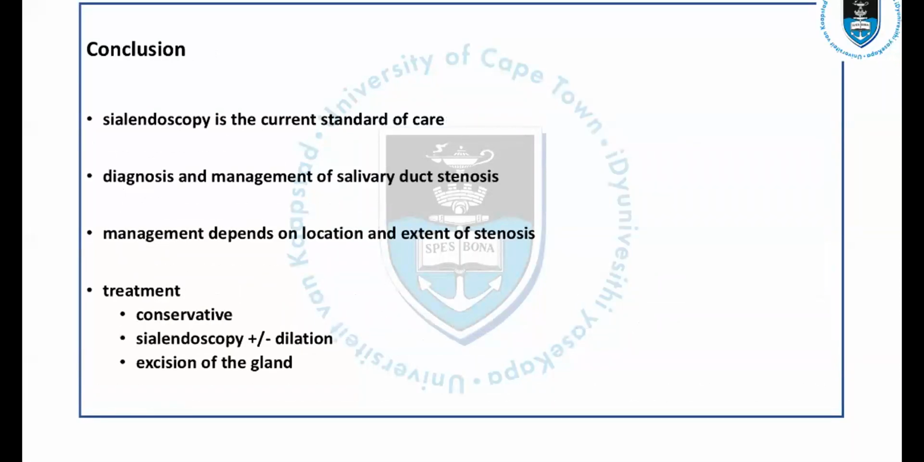So in conclusion, sialendoscopy is the current standard of care for the diagnosis and management of salivary duct stenosis. And the management depends on the location and extent of the stenosis. Treatment can be conservative using sialendoscopy with or without dilation or excision of the glands.